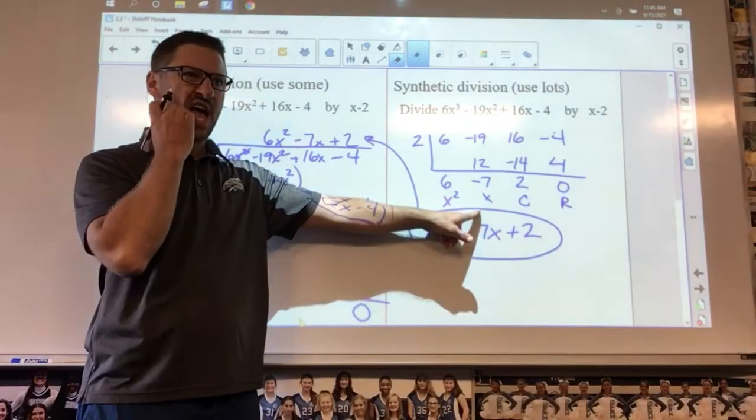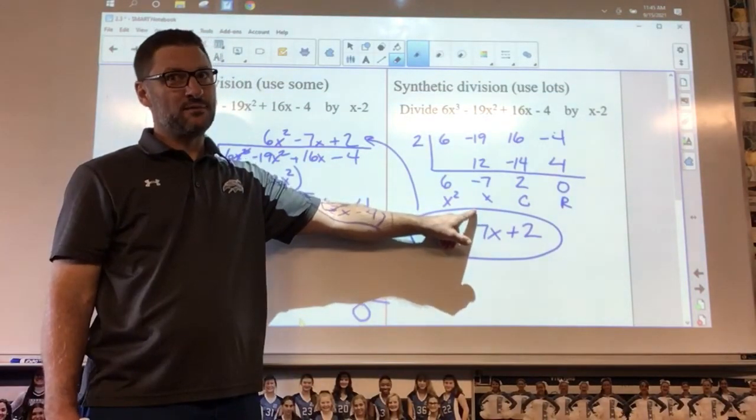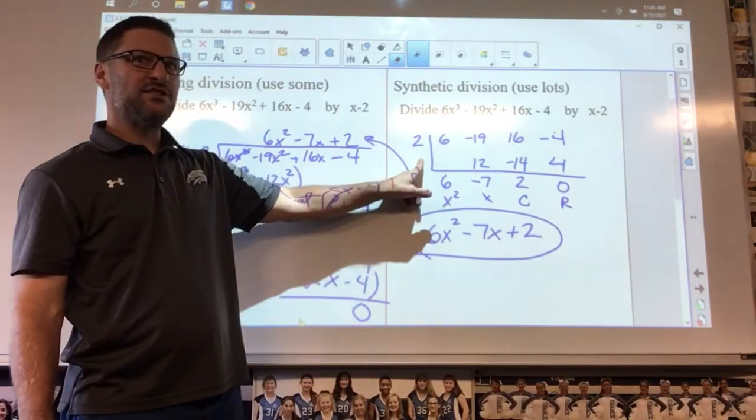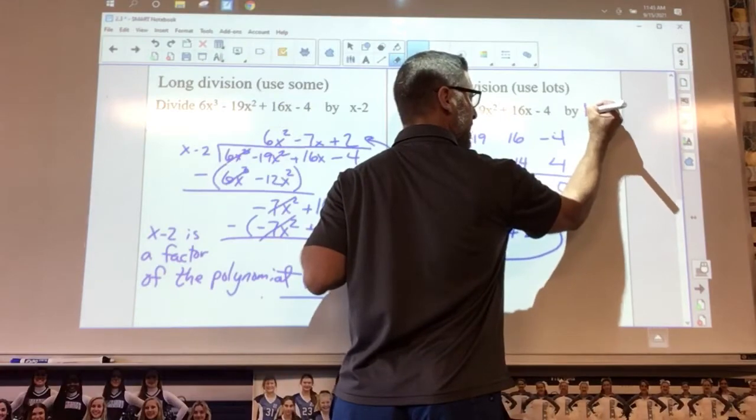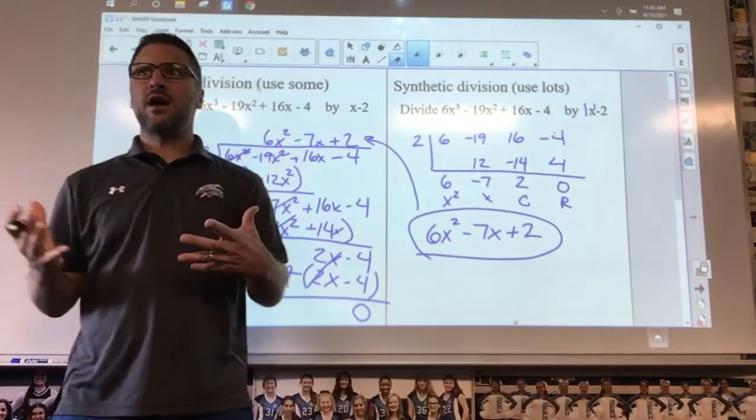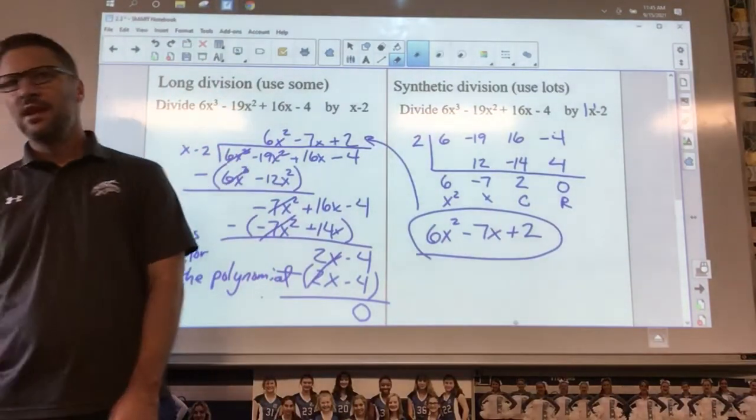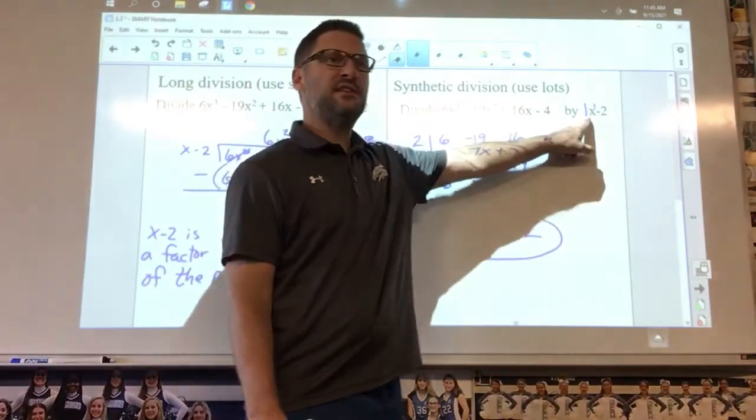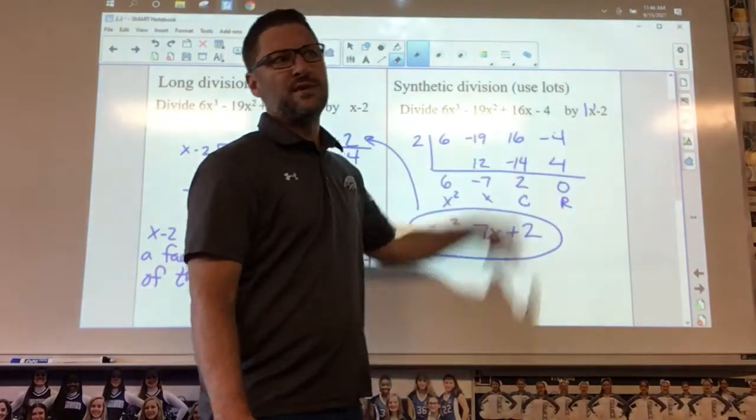What do we do if there's a number in front of the x? There's the kicker. This synthetic division only works when there's a leading coefficient of 1 and an exponent of 1. If there's an x squared or a number in front, you can't use synthetic division. It only works in this specific case. However, this specific case appears enough that we use this most of the time.